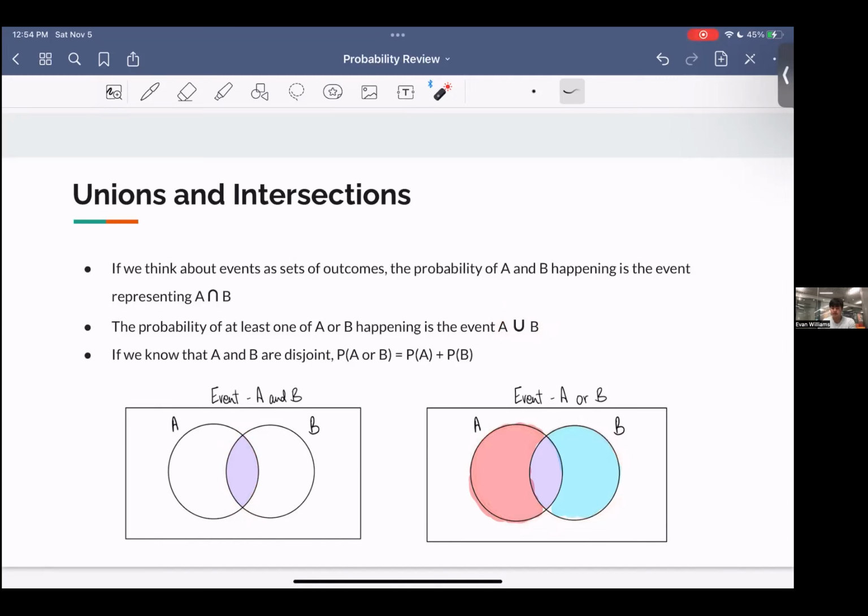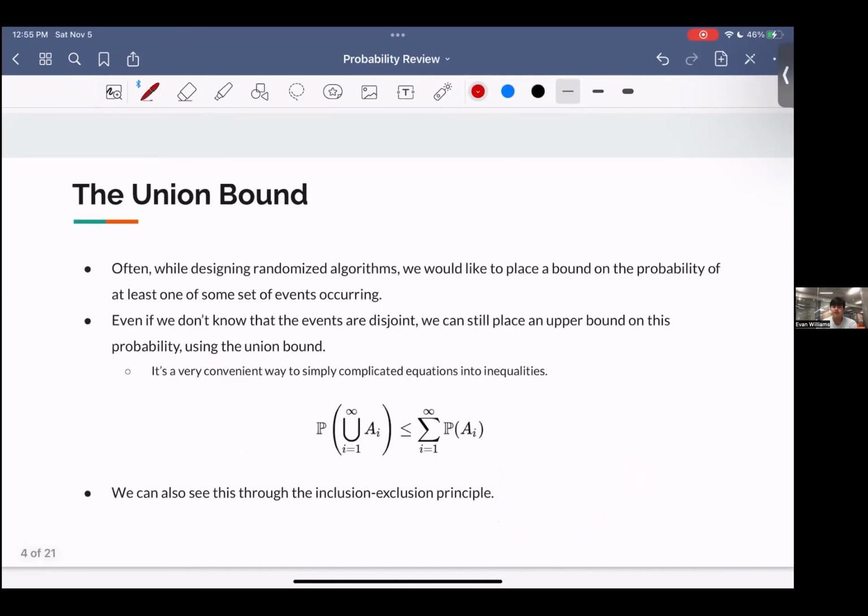If we know that A and B are disjoint, for example, let's say we have some probability space that looks like this, where this is A and this is B, then we could say that the probability that A or B happens is just the sum of those 2 probabilities. And this leads us to an idea that we call the union bound.